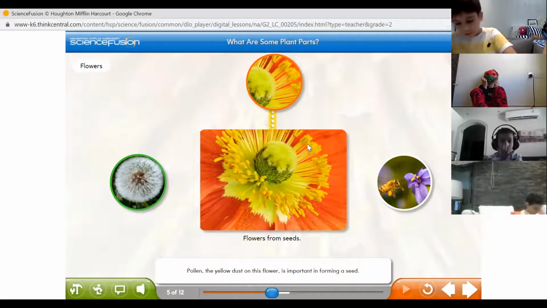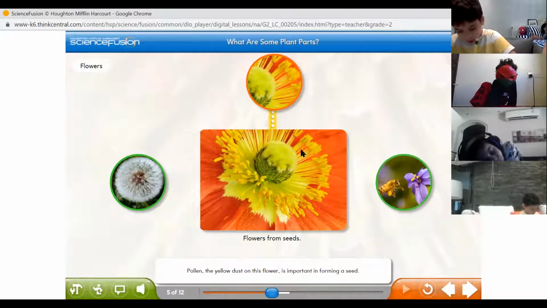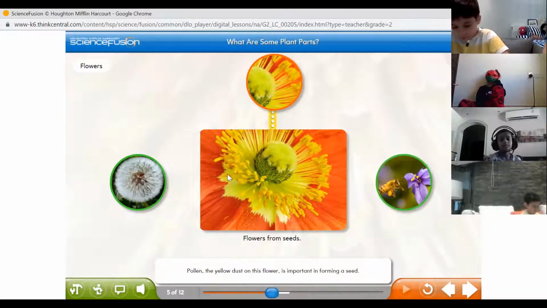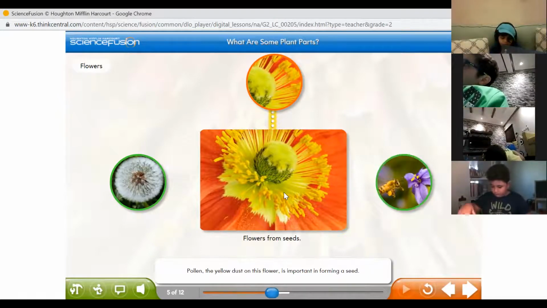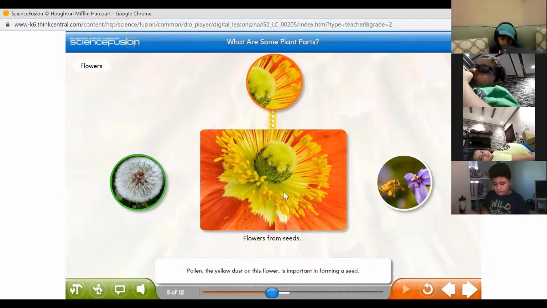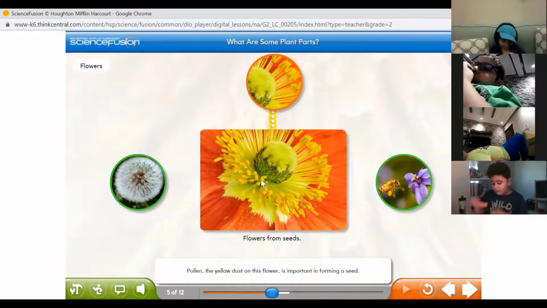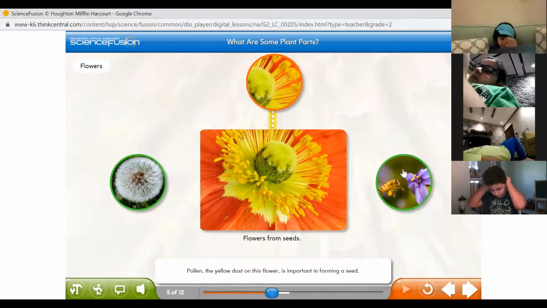Have you ever seen a yellow dust in a flower? Okay, the yellow dust over here, can you see it? Guys, are you there with me? Okay, good. So the yellow dust on this flower is important in forming a seed. To form a seed, you need the pollen, okay? What do I call the yellow dust? I call it pollen.